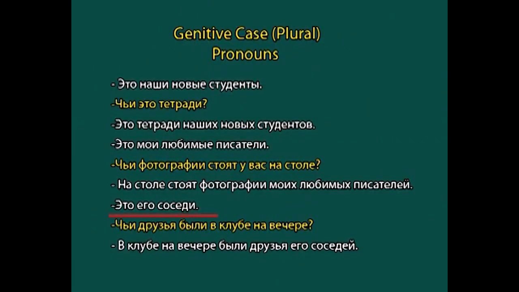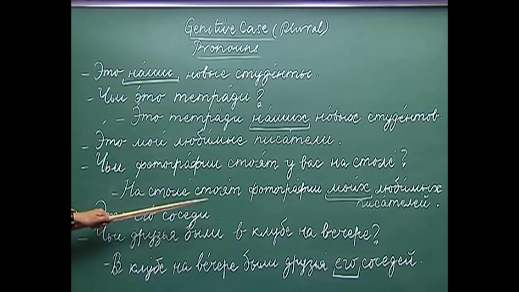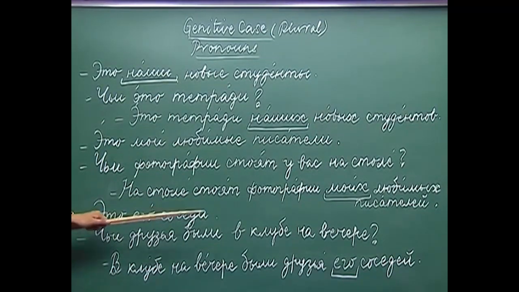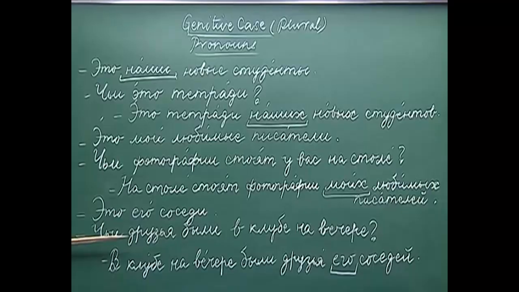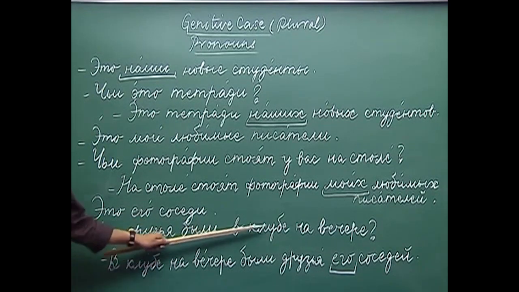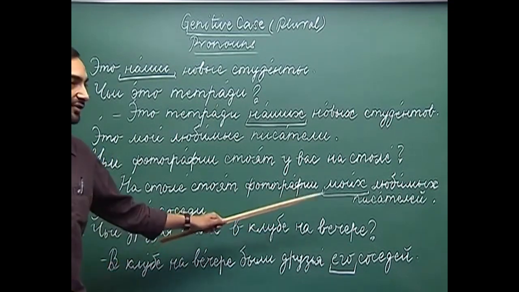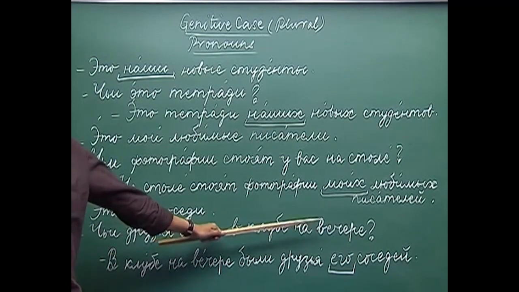Next is a sentence: Это его соседи. Соседи is the nominative plural of сосед, neighbor. These are his neighbors. Next is a question, which is to be answered with the nouns in the first sentence. Чьи друзья были в клубе на вечере? Whose friends were there in the club at a party?